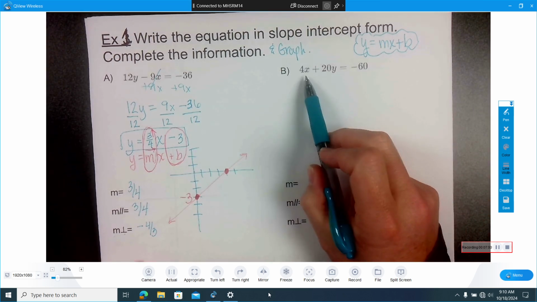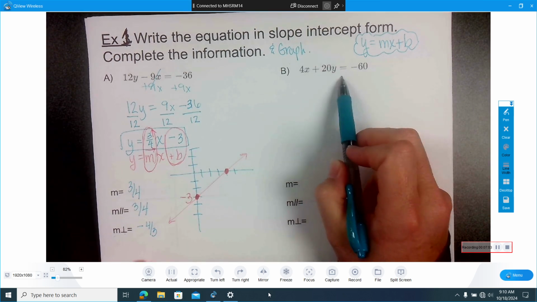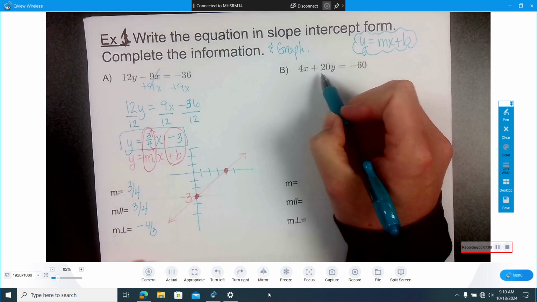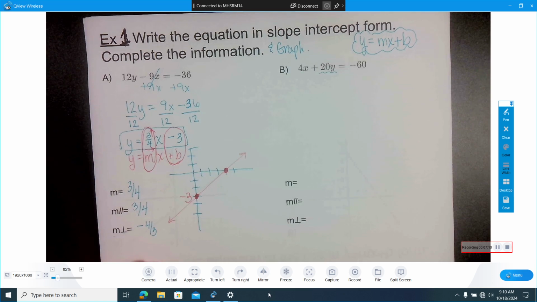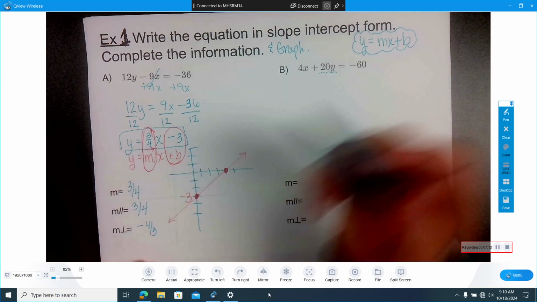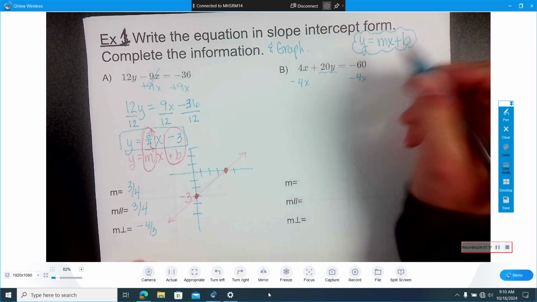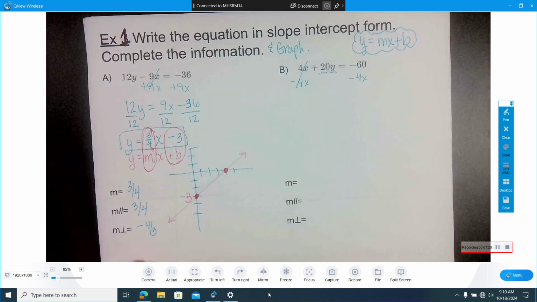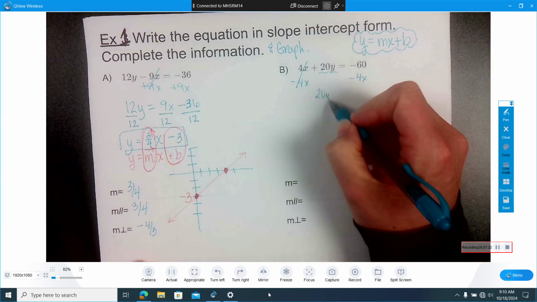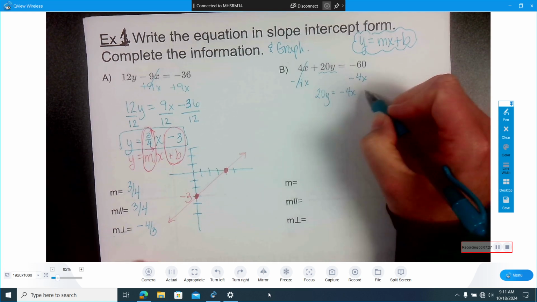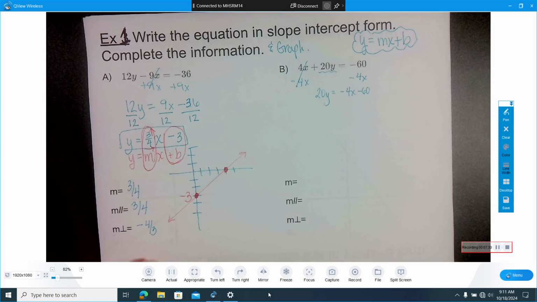Okay, over here we have 4x plus 20y is equal to -60. Again, we want the y to stay where it is. What should we move away? The 4x, we're going to subtract 4x from both sides. Positive 4x and negative 4x is 0, so we're left with 20y is equal to, now I'm just going to smush these in here, -4x and a -60. I can't combine those. Please don't turn it into -64x. They're not like terms. They don't go together.